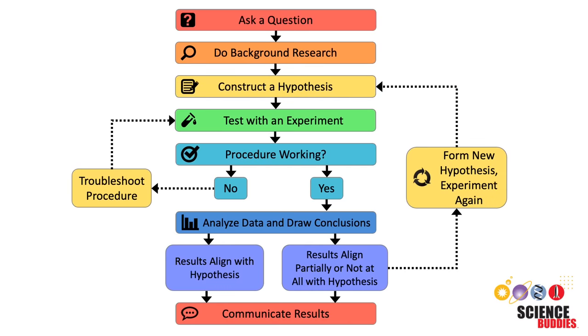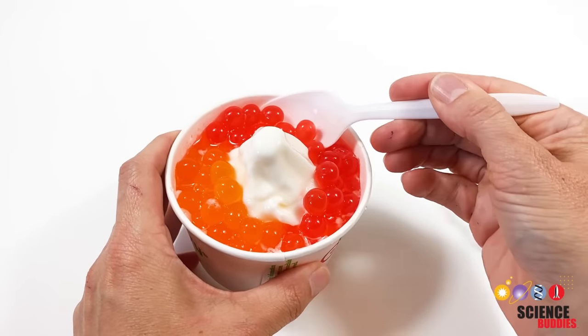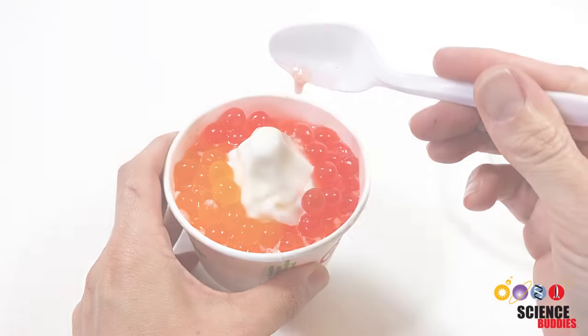It has several steps, including forming a question, researching background information, making a hypothesis, doing an experiment, analyzing data, and communicating the results. In this video, we will look at each step of the scientific method in more detail using the science of popping boba, juice-filled balls that pop in your mouth, as an example.